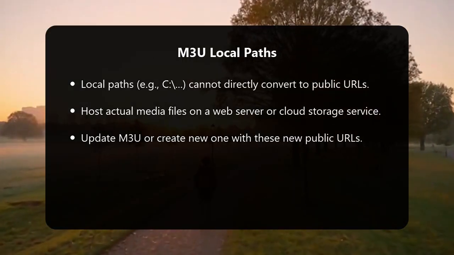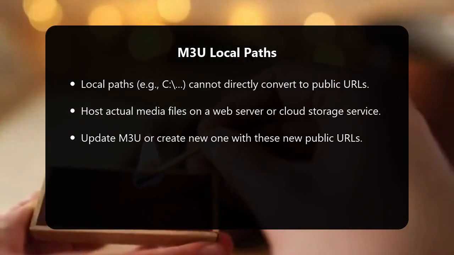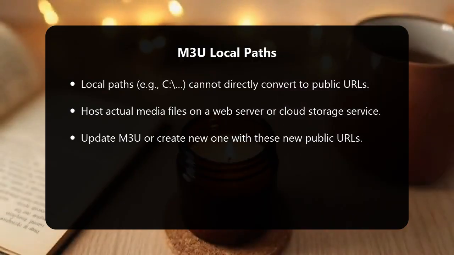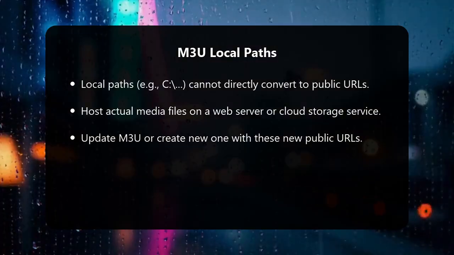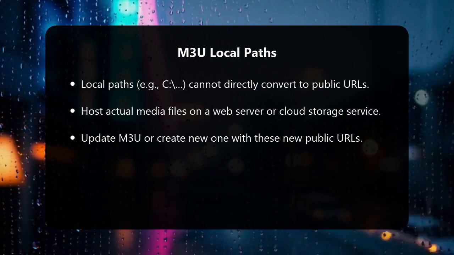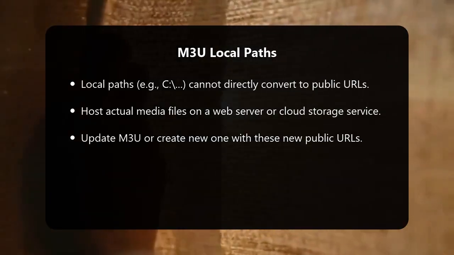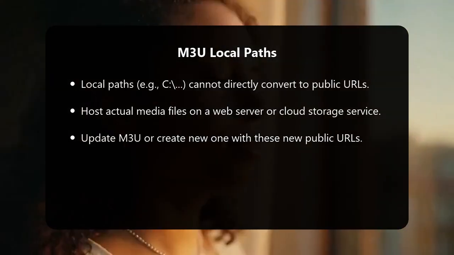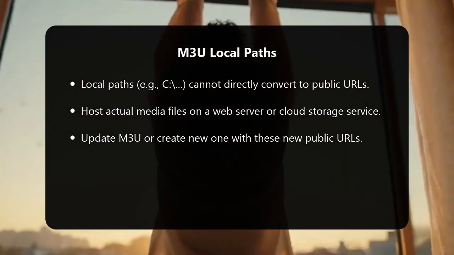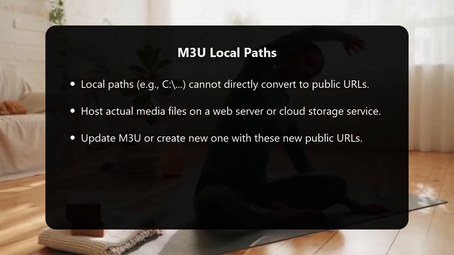To make this content accessible via a URL, you would need to host that media file on a web server or a cloud storage service, like Google Drive, Dropbox, or a dedicated web host, and then share its public link. The M3U file itself doesn't perform this hosting. It merely points to where the media is. Therefore, if your M3U has local paths, the conversion involves uploading the actual media files to a publicly accessible server and then manually or programmatically updating your M3U or creating a new one with these new public URLs.